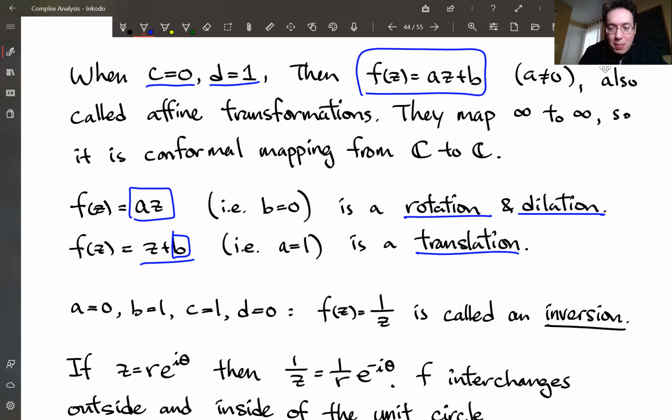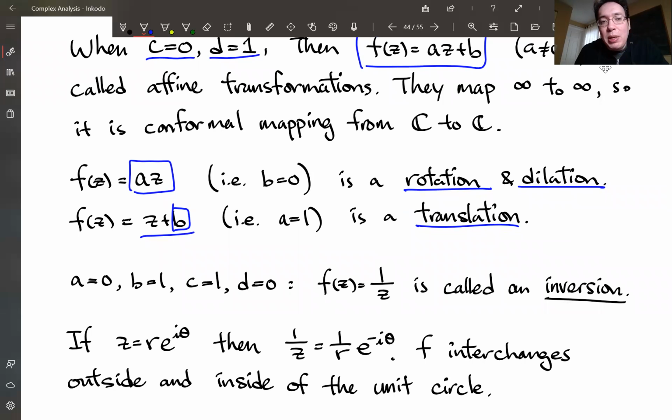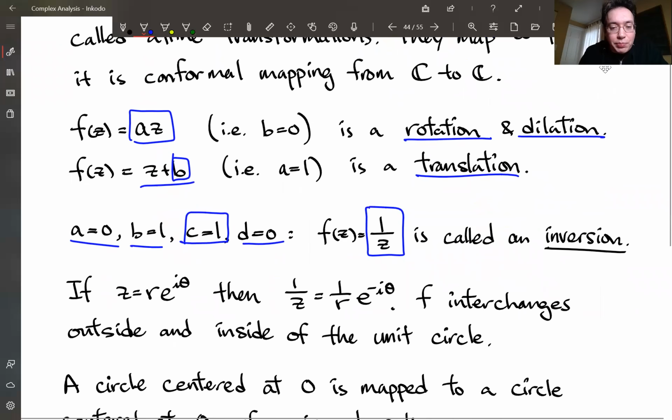Okay. And then if the denominator c is non-zero, it's a little bit more difficult to see what the mapping does, but let's pick the simplest possible situation there. So we choose c equal to 1 and a equal to 0, b equal to 1, d equal to 0. So 1 over z. This thing is called inversion. So let's try to understand what this function does.